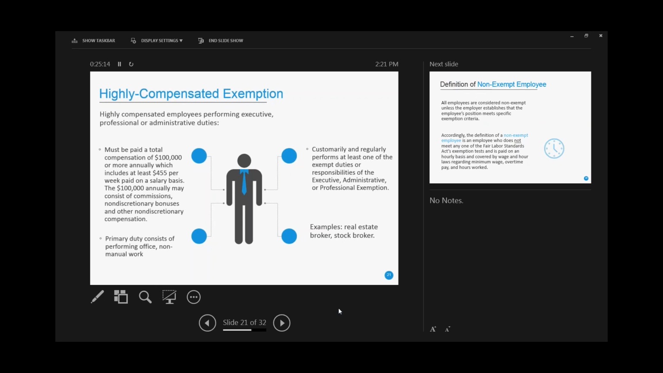The employee must customarily and regularly perform at least one of the exempt duties or responsibilities of the executive, administrative, or professional exemption. And the primary duty of the employee being considered consists of performing office or non-manual work. Examples of these positions would be real estate broker or stockbroker.